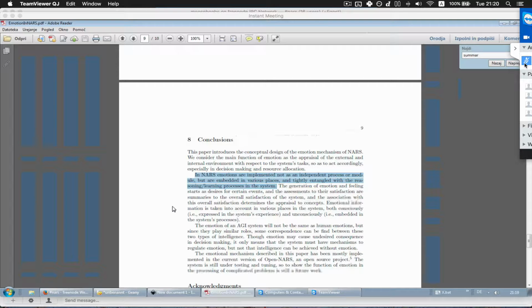This we will see. To some extent, it is tightly entangled, but it's not that a specific satisfaction value, for example, is the result of reasoning, but more the result of different reasoning processes and results which all vote for specific values of this emotional parameter. So it's more considering the entire system than just specific derivations.